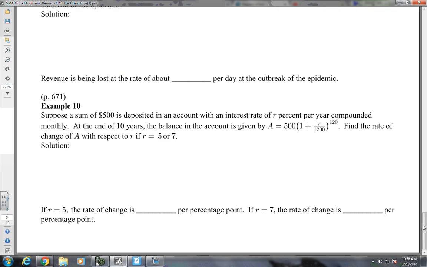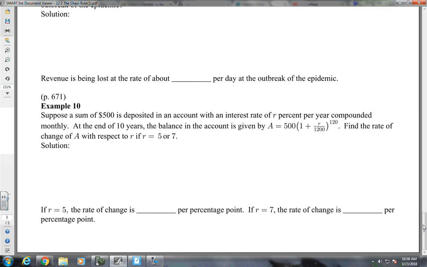Example 10 says, suppose a sum of $500 is deposited in an account with an interest rate of R% per year, compounded monthly. At the end of 10 years, the balance in the account is given by A equals 500 times 1 plus R over 1200 to the 120th power. Find the rate of change of A with respect to R if R is 5 or 7.